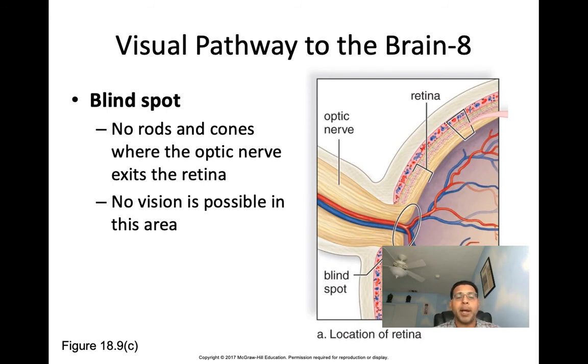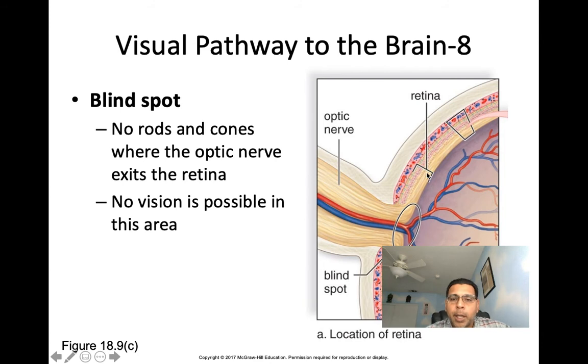We have a blind spot. Now, here you can see where the optic nerve is making its way out at the back of the eye. We've got blood vessels coming out and making their way into the eye here. Now, if we look, this is the area that we refer to as our blind spot. Now, I'd like you to think about why we call this the blind spot.